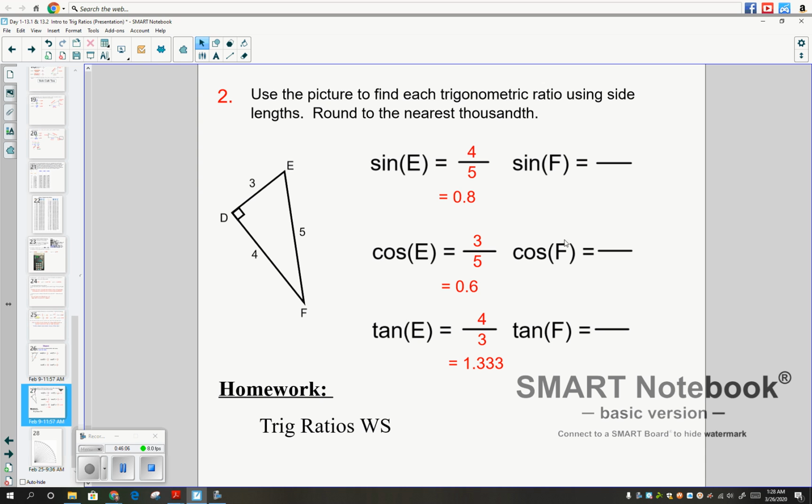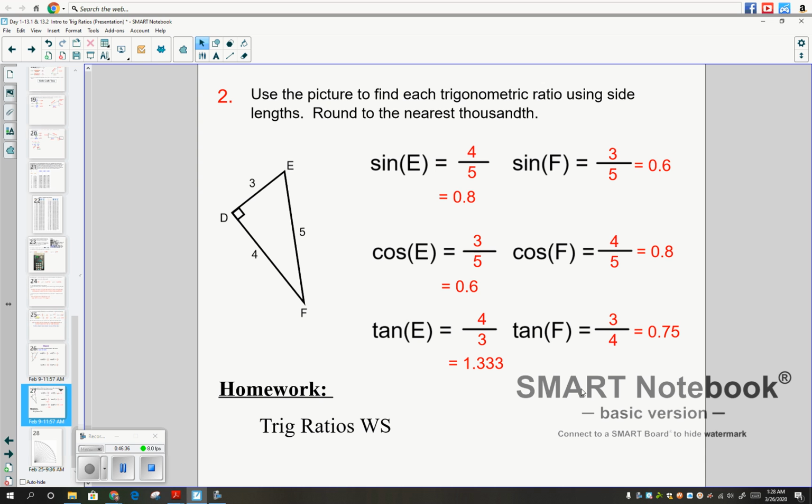Now sine of F, cosine of F, tangent of F. Angle F is my reference angle. Which side is now opposite of it when I'm referring to angle F? It's 3. 5 is still the hypotenuse. The decimal for 3/5 is 0.6. Cosine of F, adjacent is 4. Hypotenuse is 5. 4/5, which is 0.8. Tangent, opposite over adjacent, I get 3 over 4, which is 0.75.